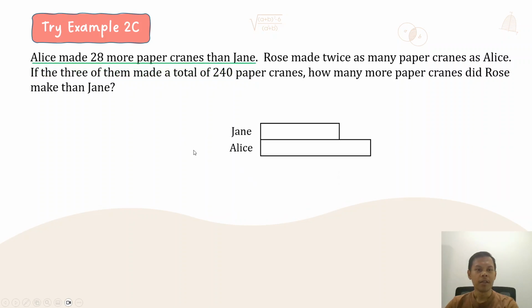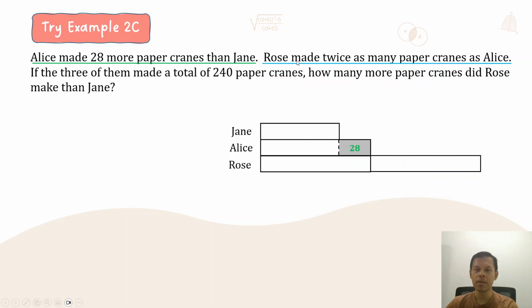The first part here, we need to draw 2 characters, Jane and Alice. Alice made 28 more paper cranes than Jane. So the first box should be Jane and Alice should be longer by 28. Next, going to the second sentence, we have Rose, who made twice as many as Alice. So we can see this part here, Alice, and then we just need to extend it one time longer, which is 2 times the length of Alice. So we have three characters here, Jane, Alice, and Rose.